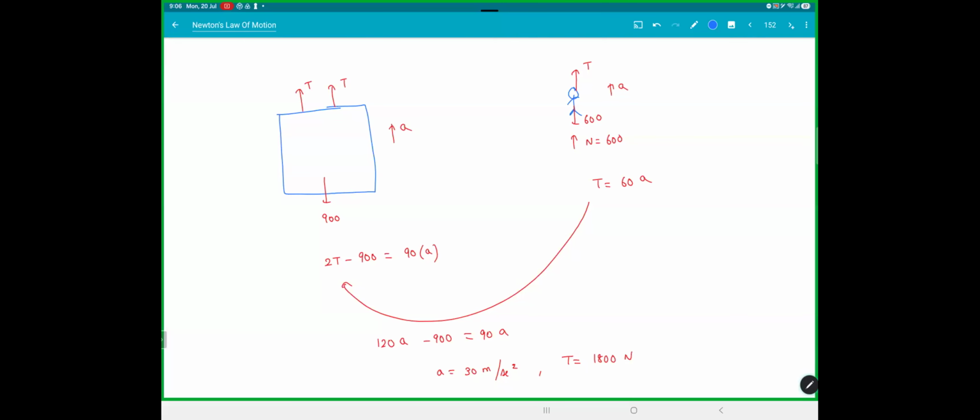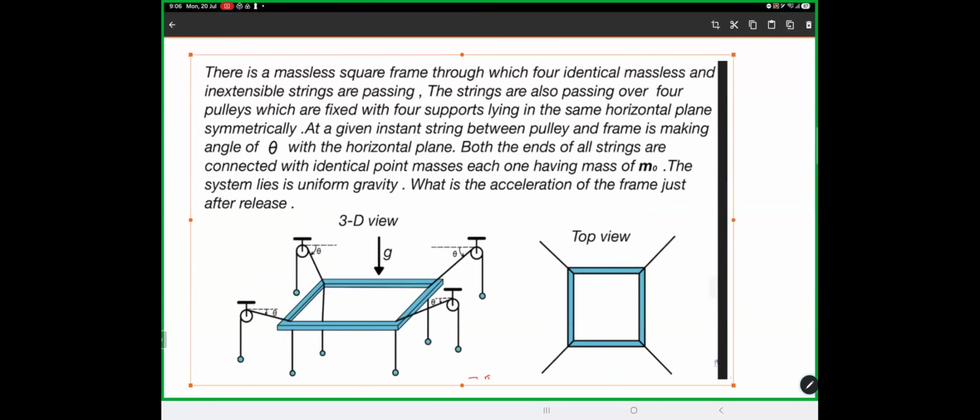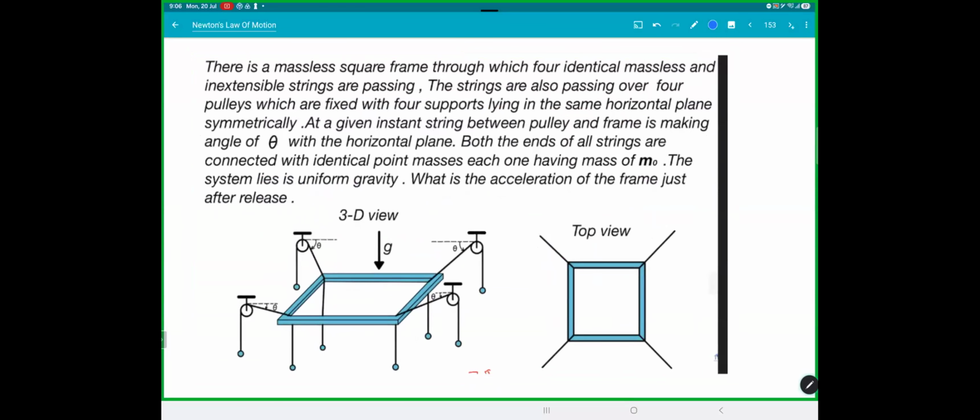All clear with this? Clear? That's a little about weighing machines. So be careful with that. Weighing machines measure normal reaction, but they show you N by g. This is another good question. There, go through it.